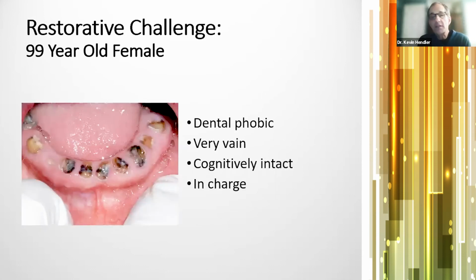So here's another restorative challenge. This was an individual who was 99 years old, and she was a dental phobic. She was also very vain, and she was cognitively intact. She knew what she wanted, and she wanted teeth. So what do you do in a situation like this? Well, ideally, these are all broken off roots. We would take those out, let her heal, and make her a denture. We could talk about implants.